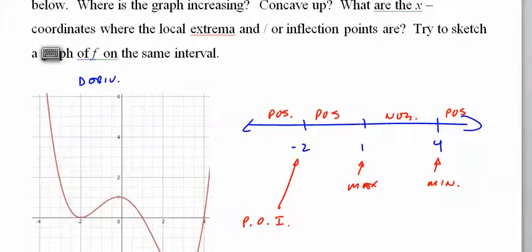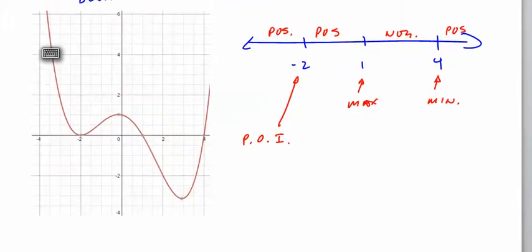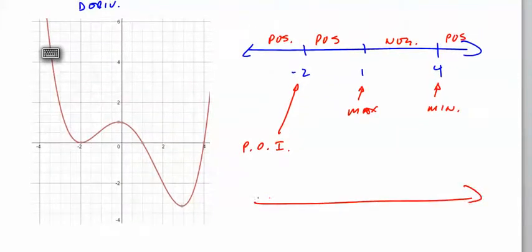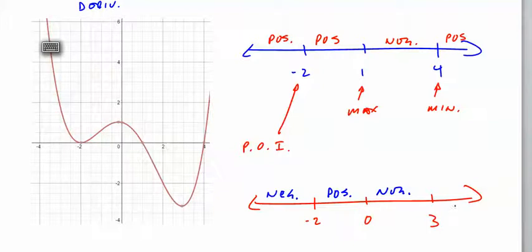I'd have to take the second derivative, and I can do that. Second derivative, I'll use negative 2, because that's a 0. Call it 0 even though it's not quite there. And 3, and say what's going on here. Slope is negative before that. Before negative 2, it's positive up to 0, and it's negative all the way down to 3, and then it's positive again.